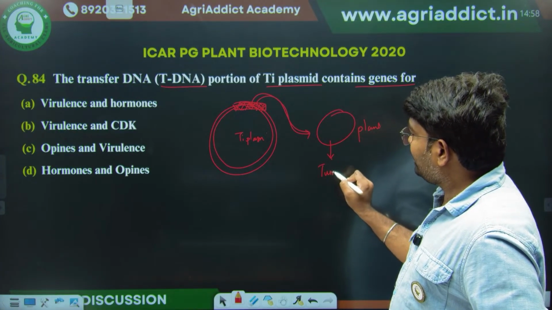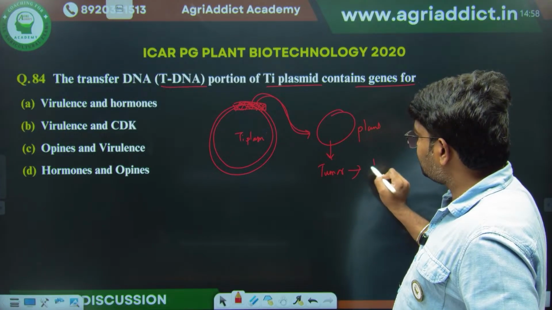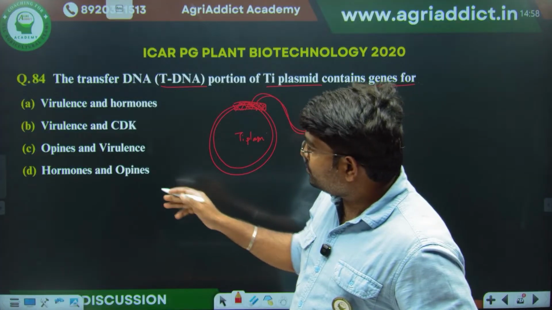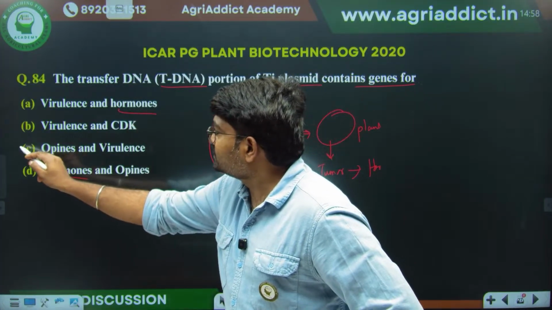Tumor will be formed. Tumor is forming because of what? Hormones, particularly cytokinin and auxin activity. So wherever hormones are coming, only these two hormones are coming.